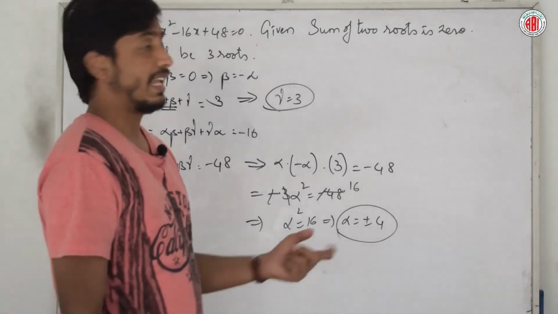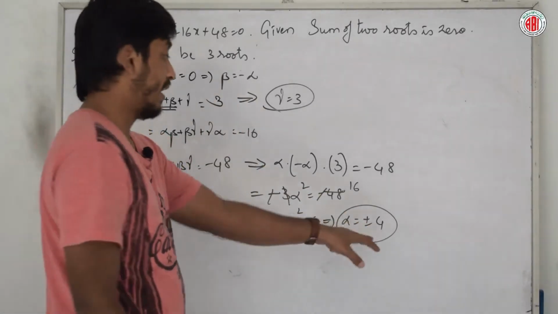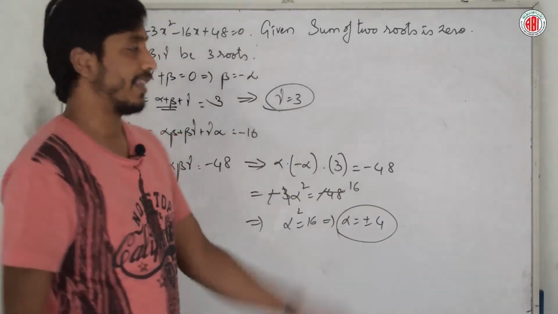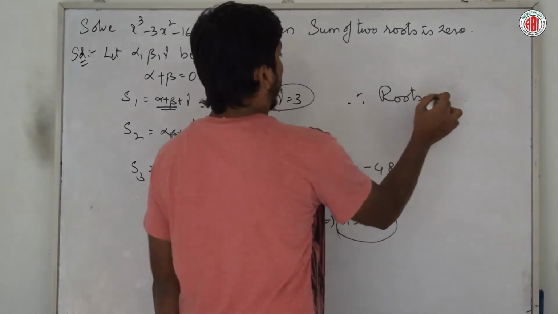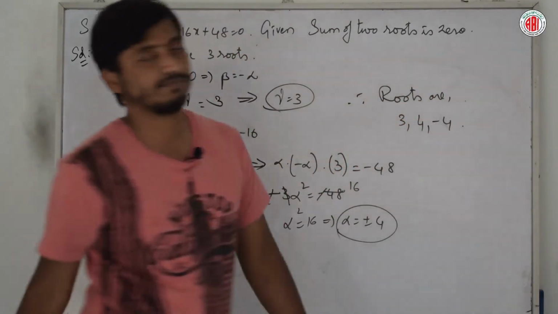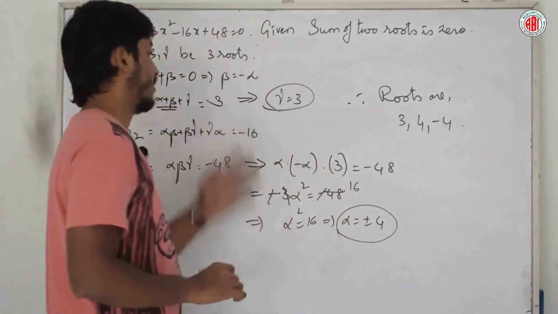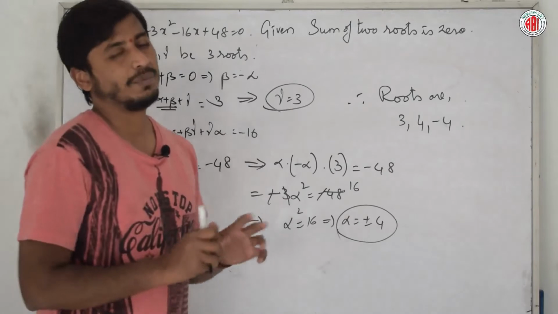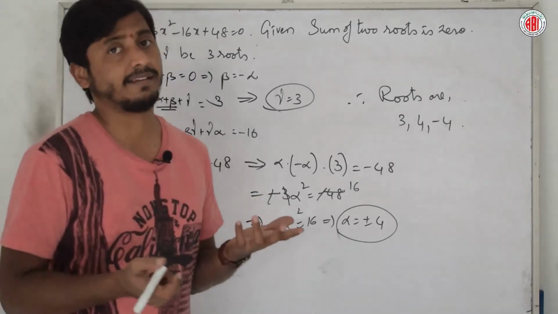Obviously, if I take one root as 4, one more root will be minus 4. If I take minus here, one more root will be plus. Therefore roots are 3, 4, minus 4. Is it right? No more confusions and discussions here? Yes. In most of the textbooks they will substitute it here. If you want, you can also substitute it there.